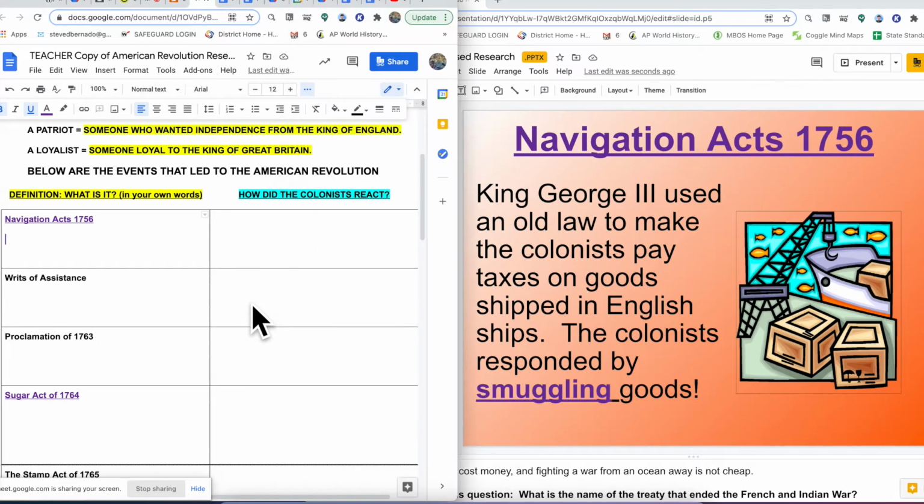Let's take a look. King George III used an old law to make the colonists pay taxes on goods shipped in English ships. The colonists responded by smuggling goods. They refused to pay the taxes. Okay, so what were the Navigation Acts of 1756?